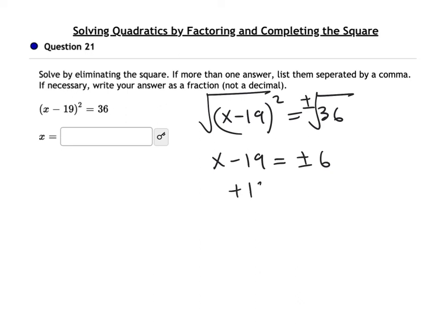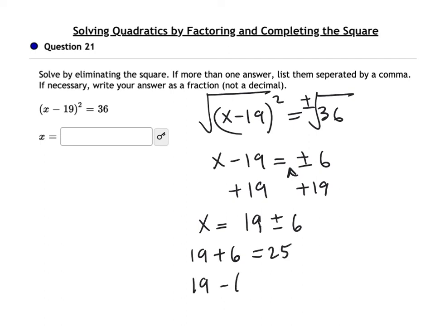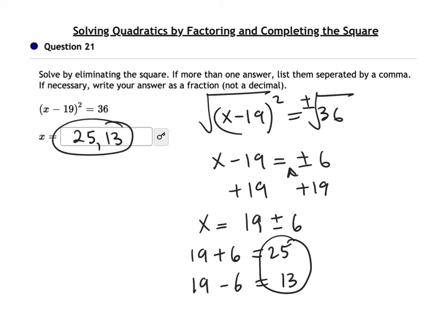Now to get x by itself, I'll add 19 to both sides and I'll pop that in front. And x equals 19 plus or minus 6. There are two answers then. One is 19 plus 6, which is 25. The other is 19 minus 6, which is 13. 25 and 13 are the answers.